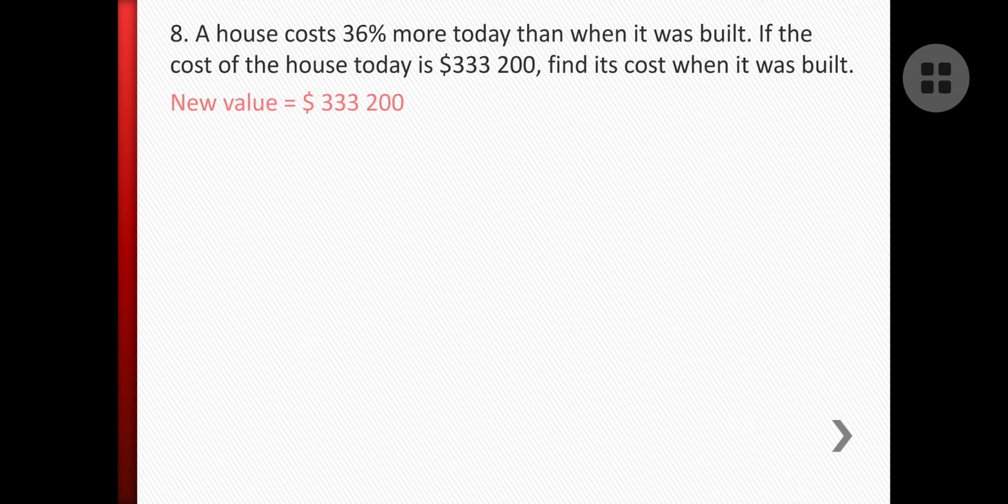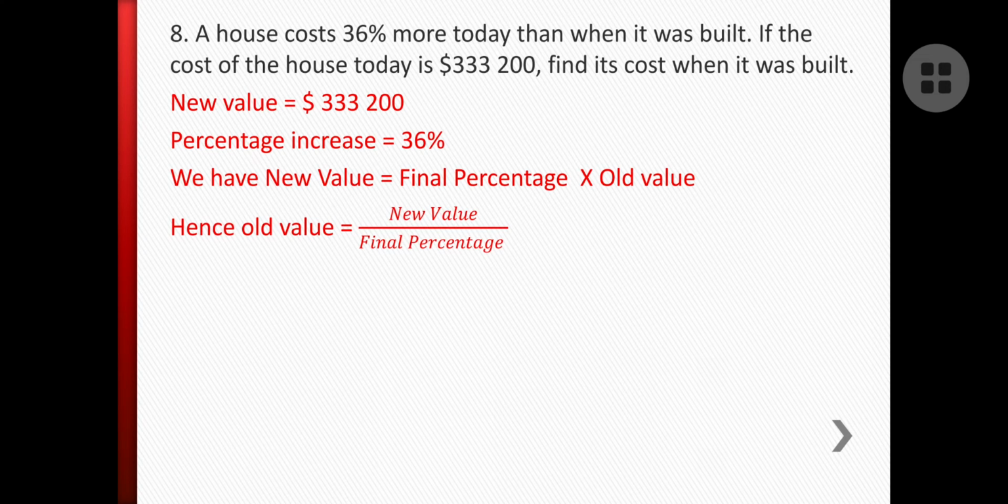Okay. So first I will write what all are given. The new value is given, 3,33,200, and the percentage increase is also given. So you have the formula. Old value is equal to what? Yes, new value by percentage change. So old value is equal to new value by final percentage. Here it is an increase. So 36 more means it's an increase, so 100 plus 36 it will be. 100 plus 36 is 136. So 3,33,200 divided by 136 by 100.